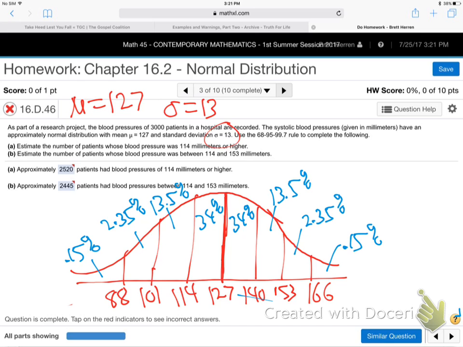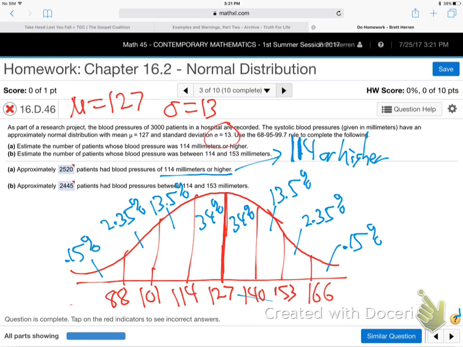Okay, so now, what are the questions? Approximately 2,520 patients. Oh no, I came up with the answer. So they're asking, how many patients had a blood pressure 114 or higher? So they want to know 114 or higher. So it's interesting. We can figure out all kinds of questions just from the knowledge that blood pressures are normally distributed, which I'm sure they are, and the average and the standard deviation, the jump from line to line. Because all these percentages are always true for every normal curve.